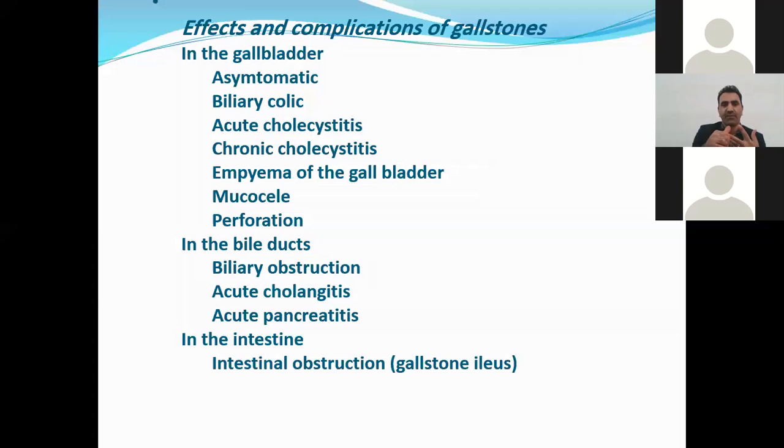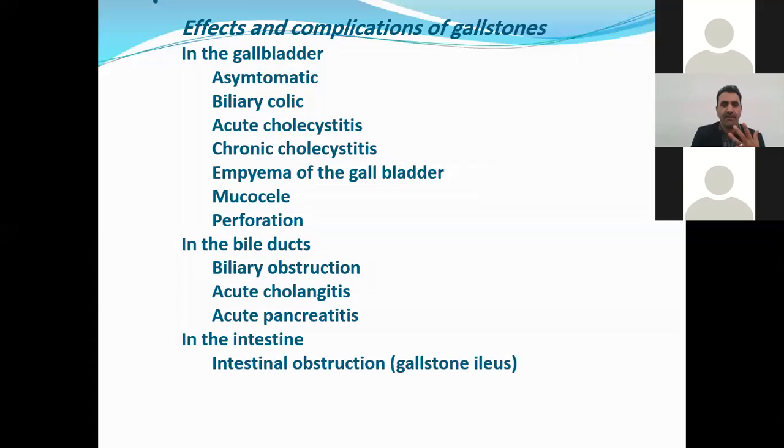And this acute cholecystitis, when treated or when resolved, may form chronic cholecystitis. If the acute cholecystitis is not resolved and does not respond to the treatment, it may convert to empyema of the gallbladder, which is pus inside the gallbladder, or mucocele, which is dilatation of the gallbladder with mucus material without infection, called the mucocele.